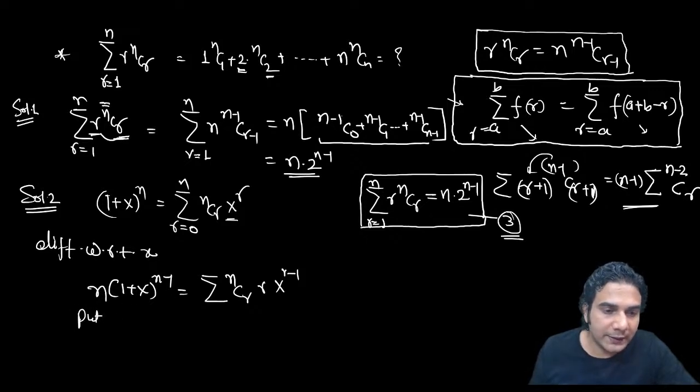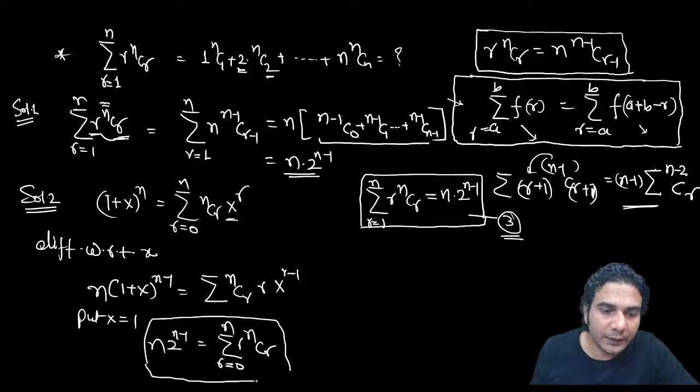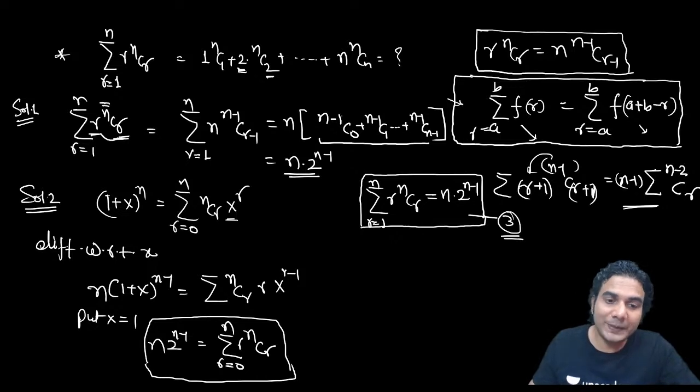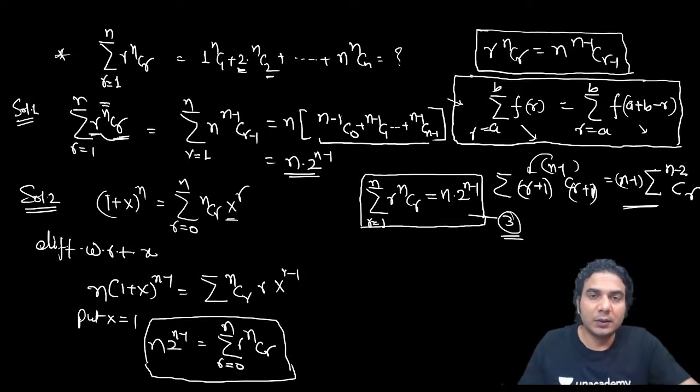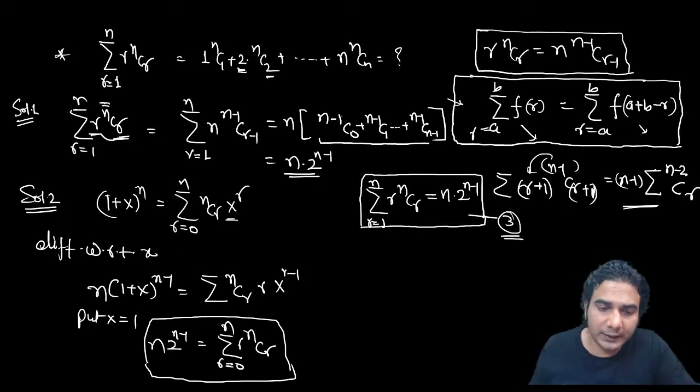Now you can put x is equal to 1. So if you put x is equal to 1, you will get the result n into 2 raised to n minus 1 is equal to sigma r nCr. r is starting from 0 to n, and you can put r from 1 also, right? Because if you put r is equal to 0, you are going to get the first term as 0. So obviously you can start from 1. All right, so I'll write it here. This is what I'm saying, 0 or 1. Here also you can write 0 or 1. So this was the second method. Now let's see the third method. What is the third method?